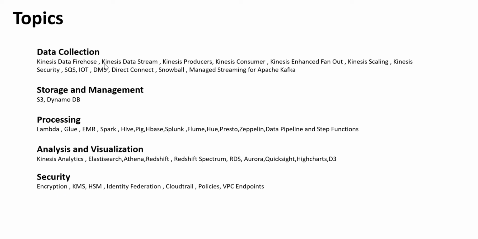There are basically 5 topics: data collection, storage and management, processing, analysis and visualization, and security. Now, data collection is all about collecting the data. So, a lot of middleware applications like Kinesis are in scope. Kinesis has different levels, different products, Kinesis producers, consumers, etc. That is all in scope. SQS is in scope. That is also a queuing system. IoT is in scope because IoT is used for Internet of Things and sensors to send sensor data, etc. DMS is a data migration service that is in scope. Direct Connect, Snowball, and Apache Kafka. These are in scope.